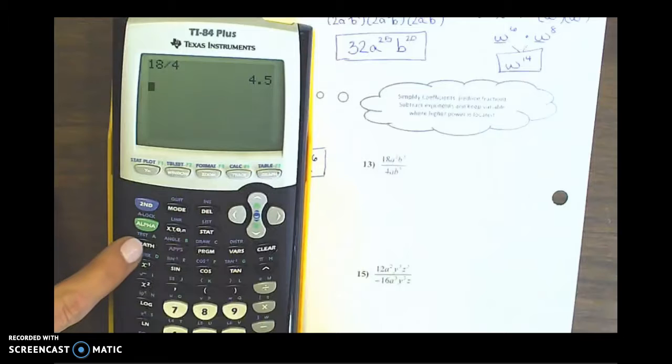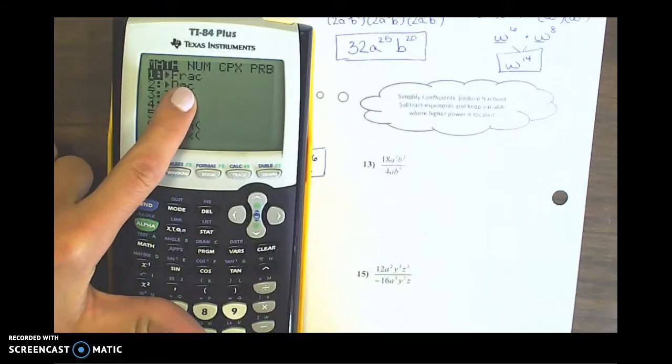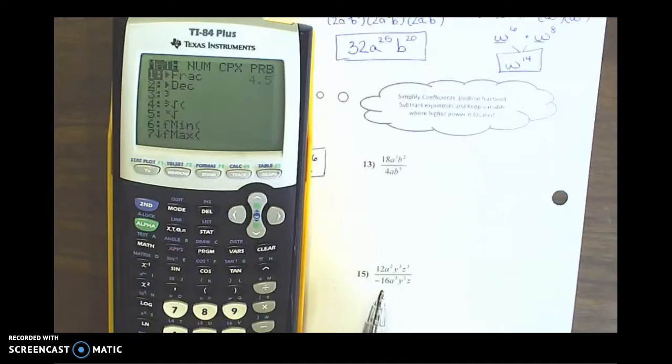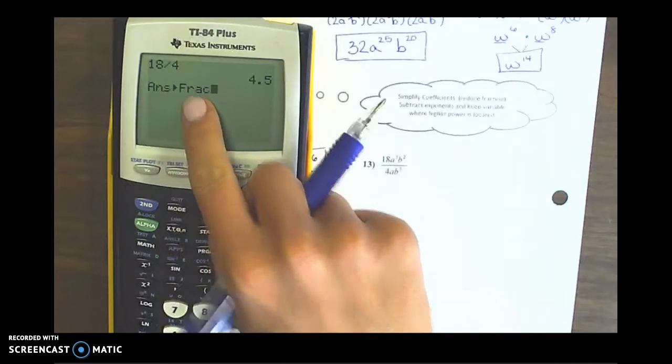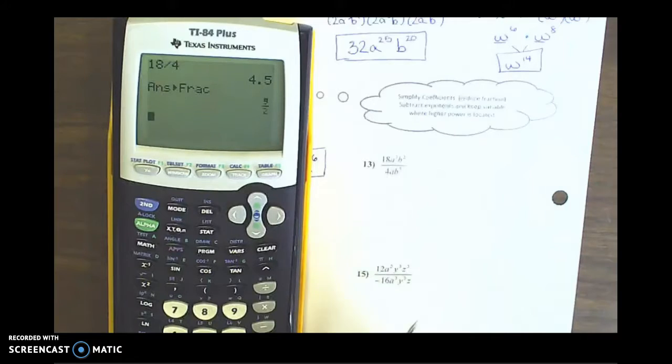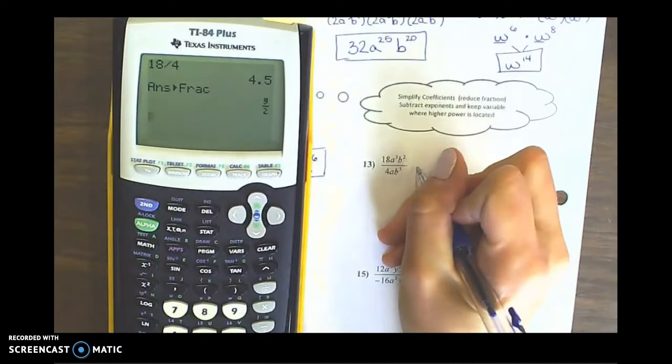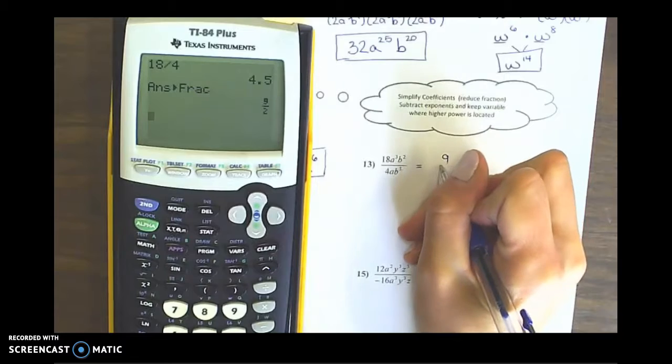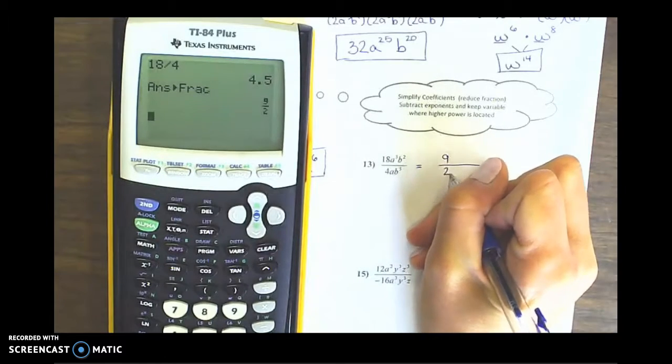Now, everybody, I want you to hit the math button, math. And if you look at number 1, it says frac. So that's fraction. It's going to take the answer and turn it back into a fraction. We hit enter, and it becomes 9 over 2. So this gives us 9 over 2.